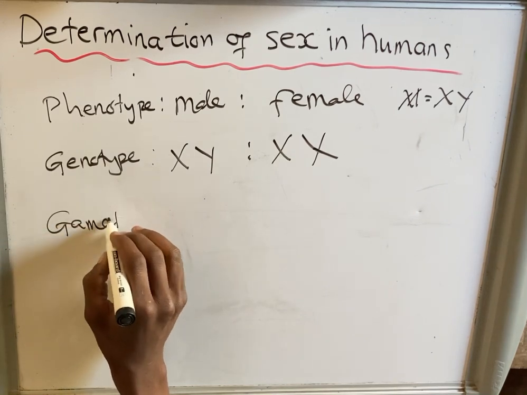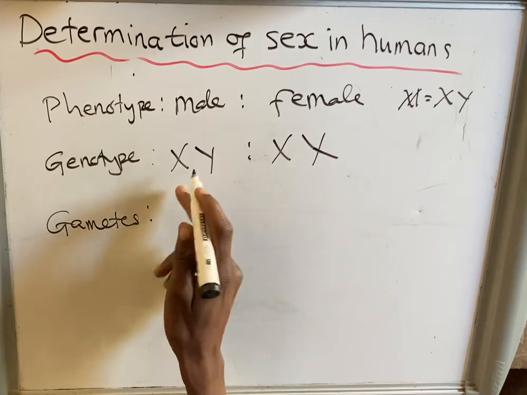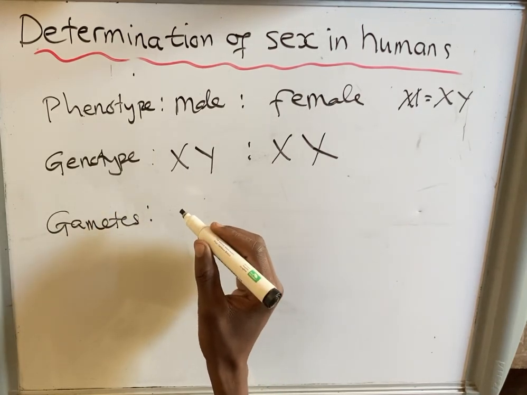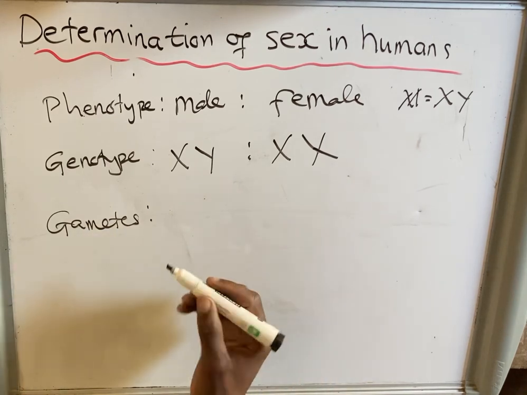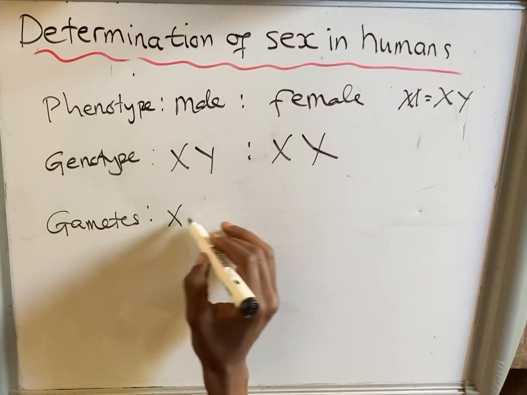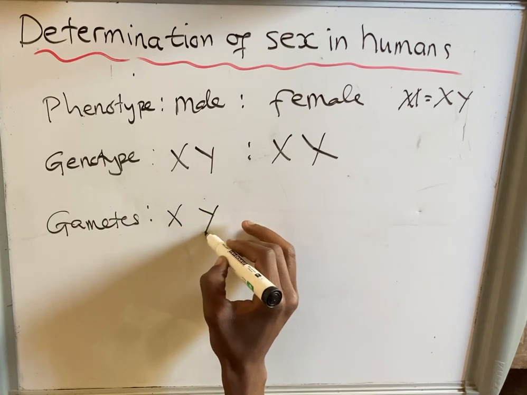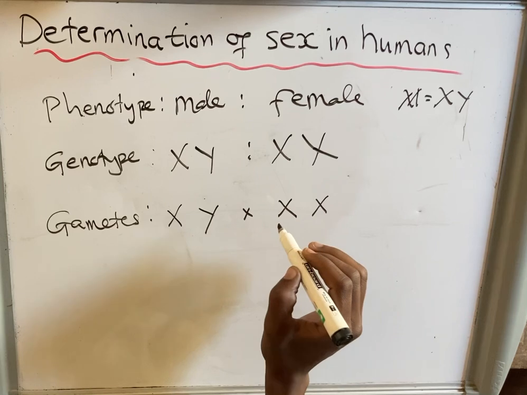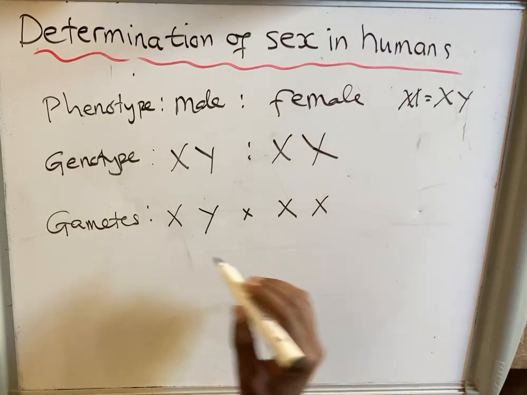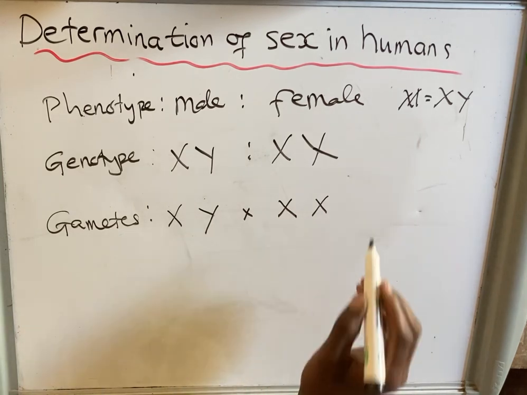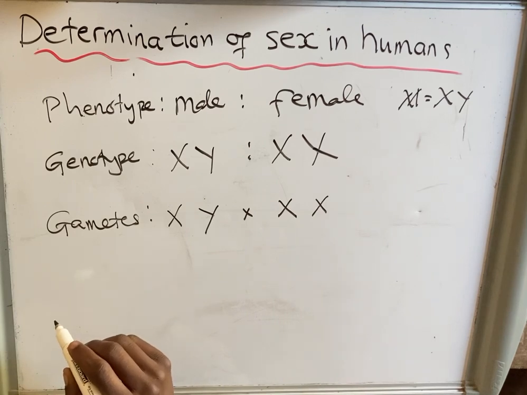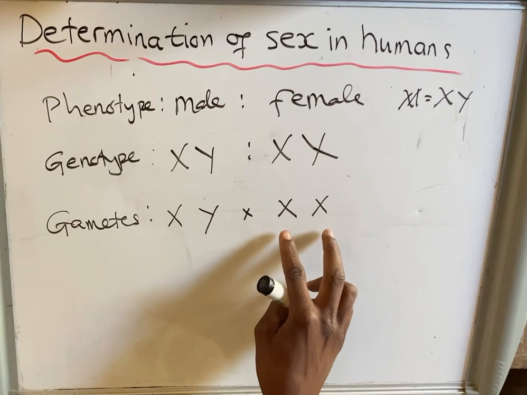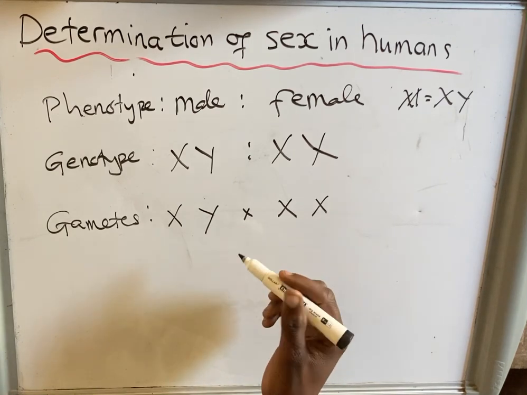Then from the genotype, you have to write the gametes next. The gametes, the same symbols, but a bit further from each other so that we can show the actual crossing. So we have the XY, then we have the XX. Now here we have to put the times because we'll be multiplying these genes to the other side. Each chromosome here should be multiplied with all the chromosomes on the other side.